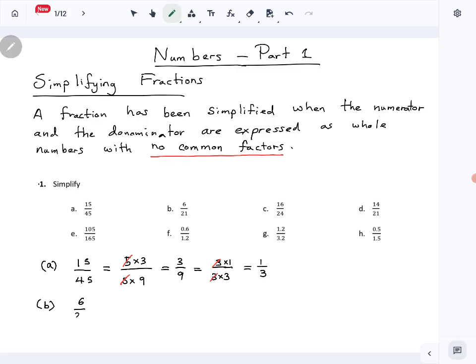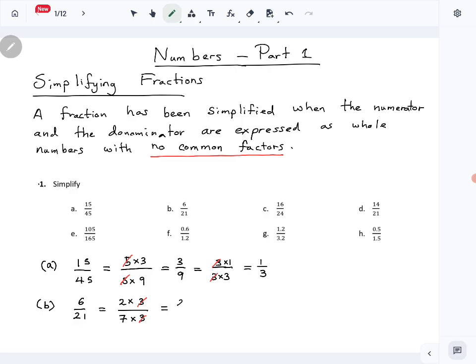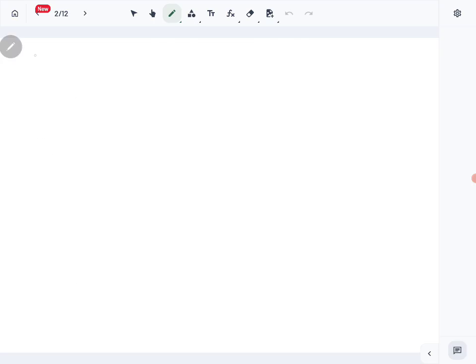6 over 21. So factor 6. 6 can be written as 2 times 3. Then 21 can be written as 7 times 3. So then cancel the common parts. 3 and 3 we can cancel. What is left? 2 over 7. Are there any common factors between 2 and 7? No. So that is our answer. Let's do the next one.